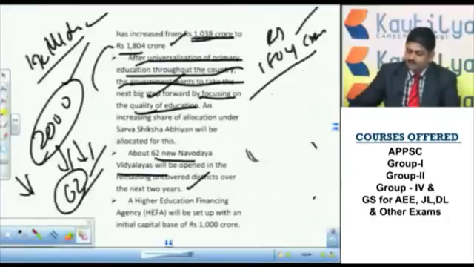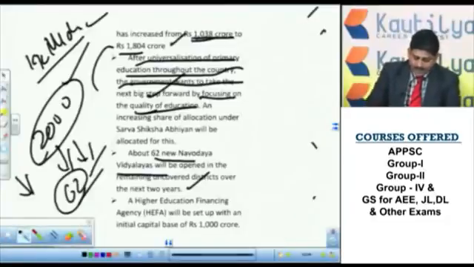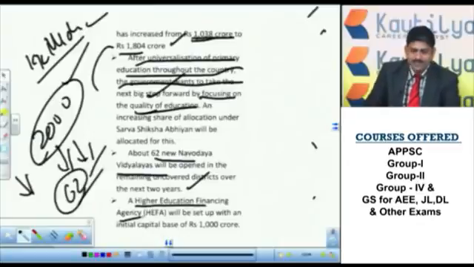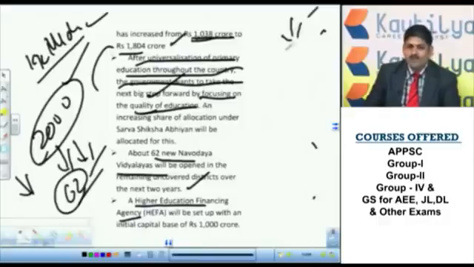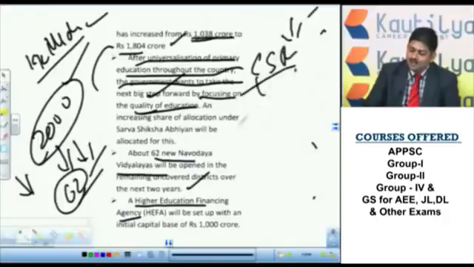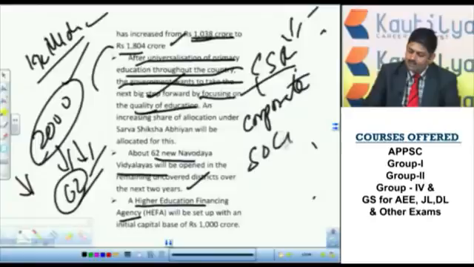will be started. So next, a higher education financing agency. What will this agency do? It will mobilize resources. How will it mobilize the resources? In various ways. For example, CSR is there. What is CSR? Corporate Social Responsibility.